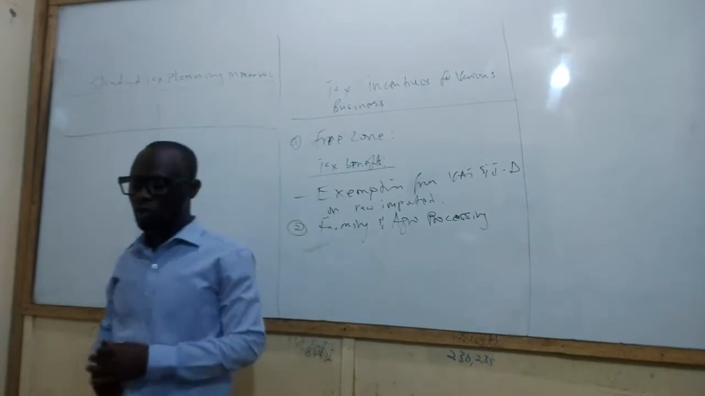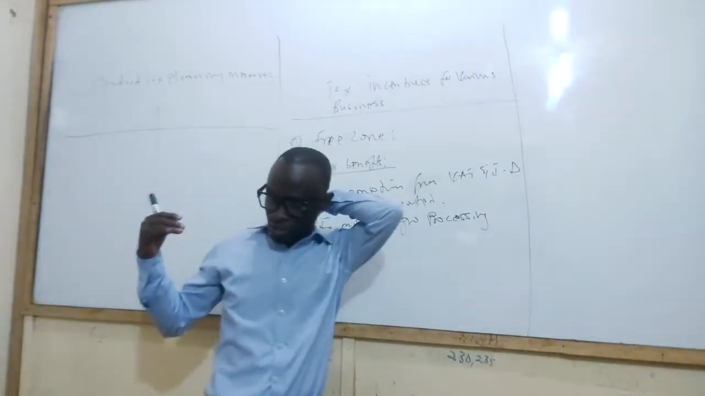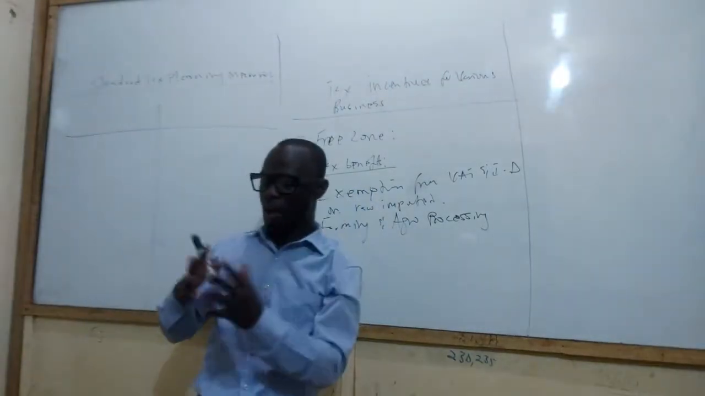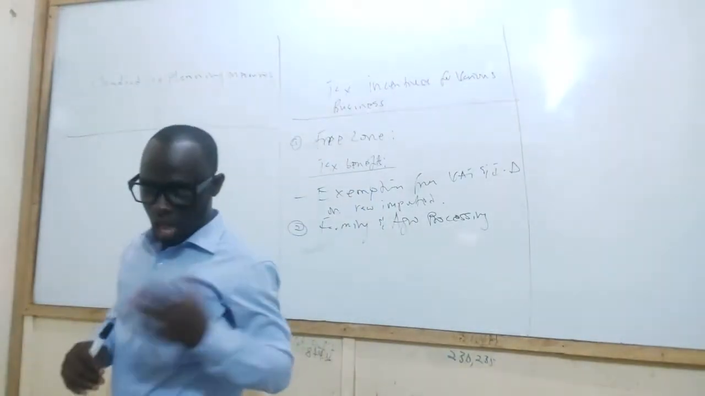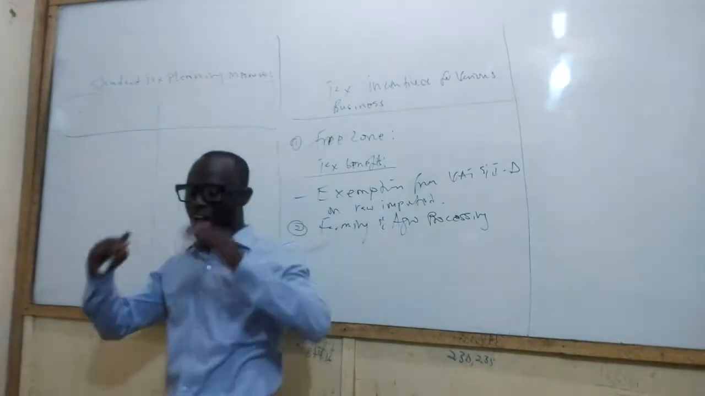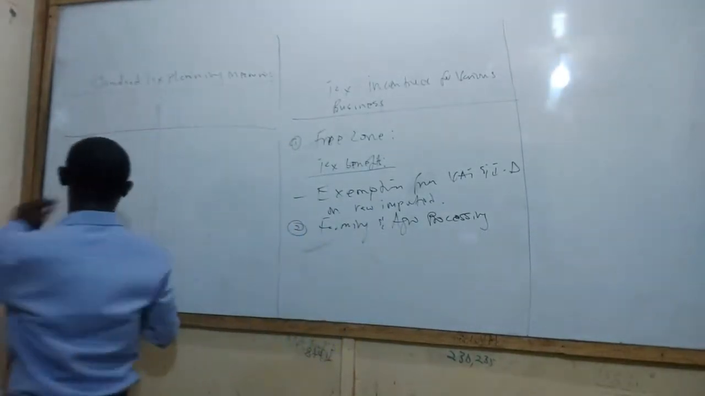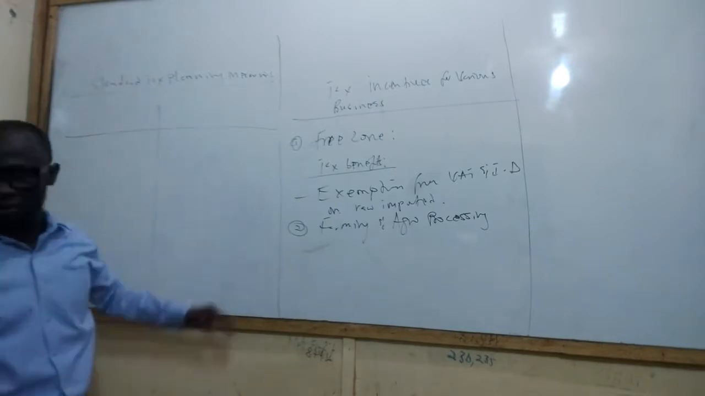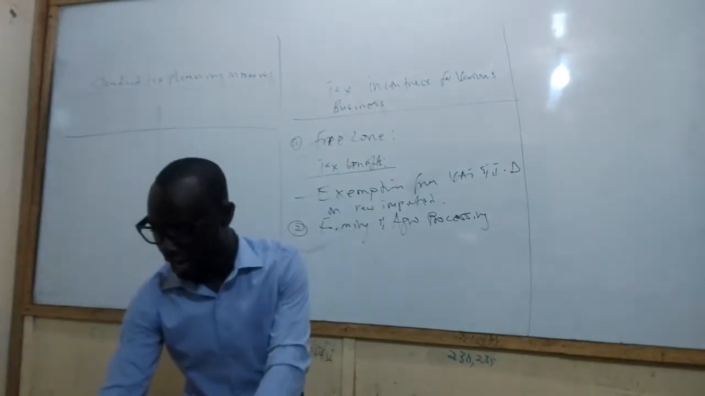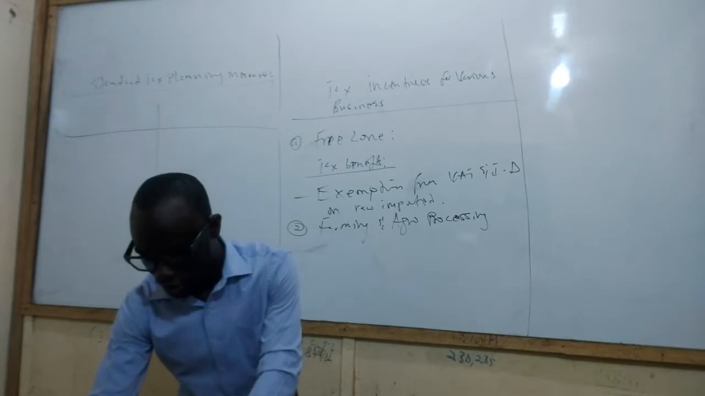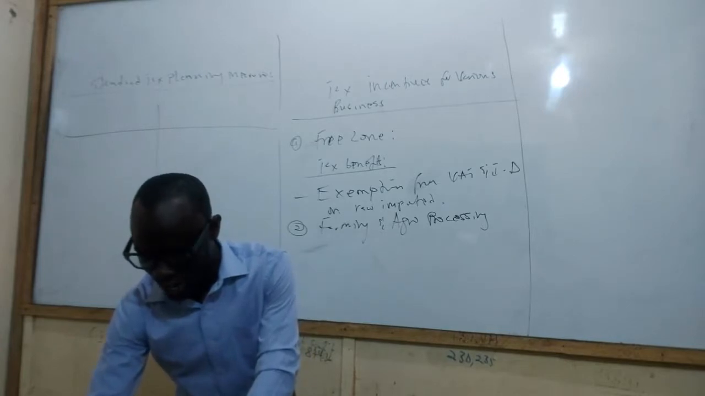Agro-processing business before 2004 have a 3-year tax holiday. Agro-processing business established after 2004 have what? A 5-year. So the general rule is that for agro-processing, there is a 5-year tax break.